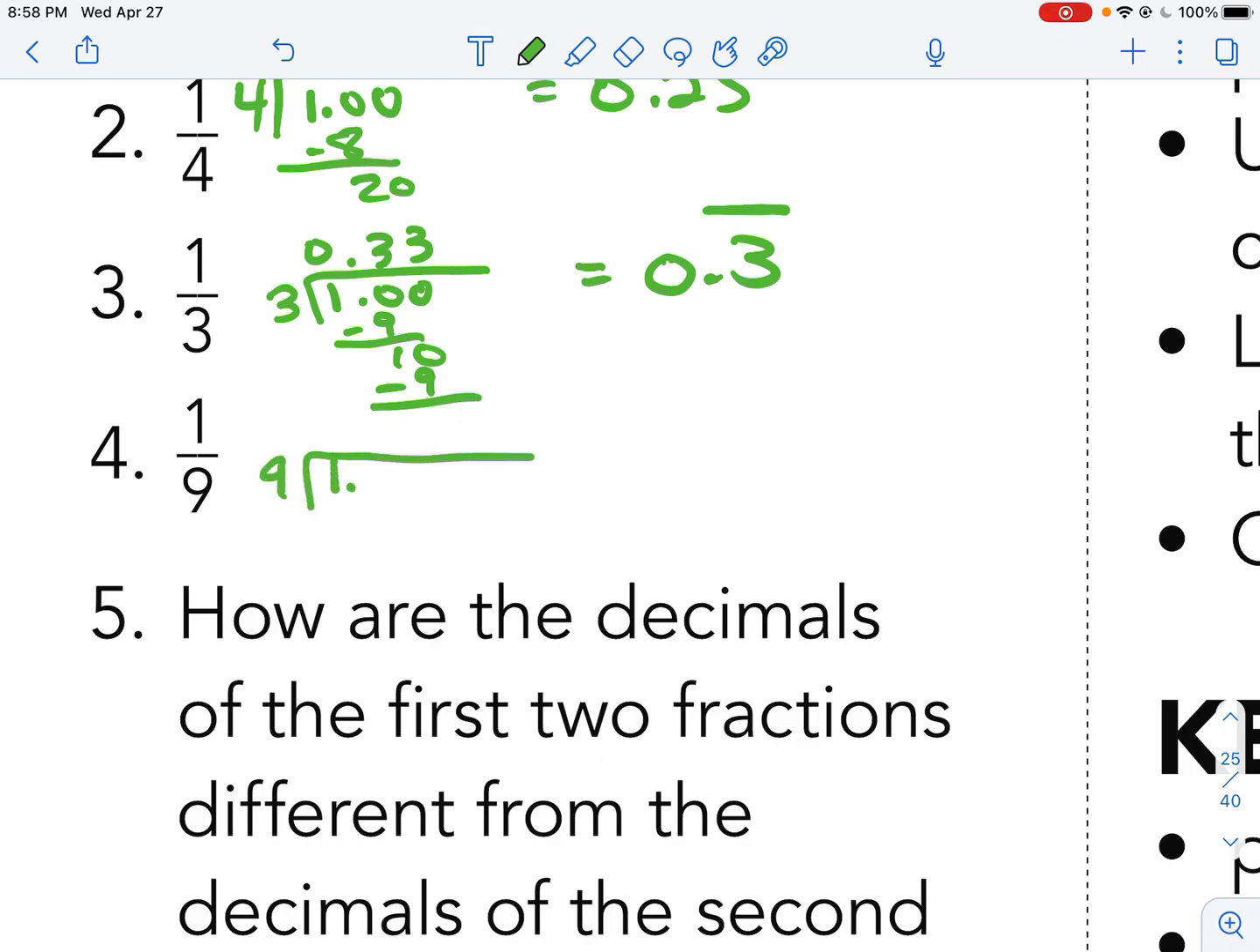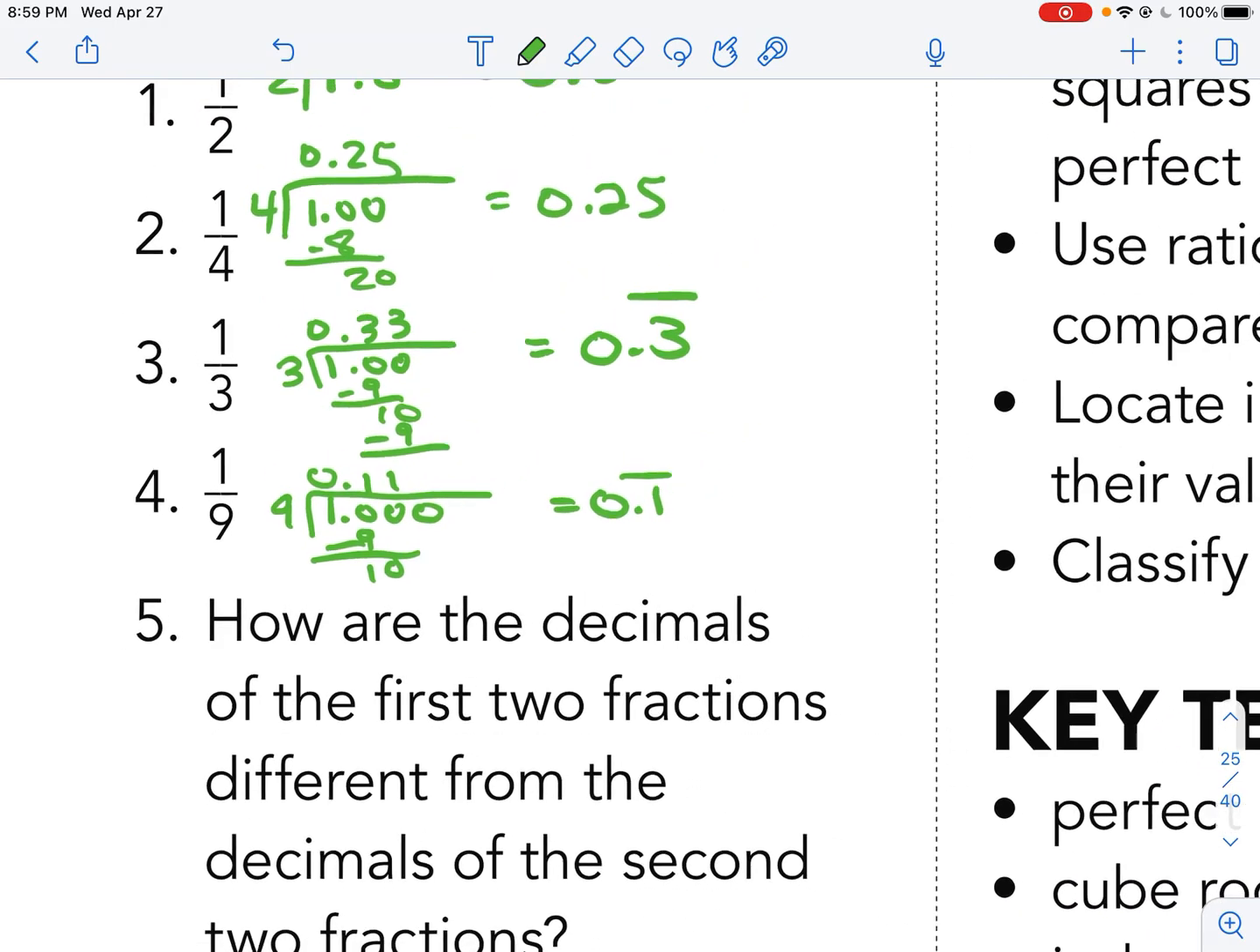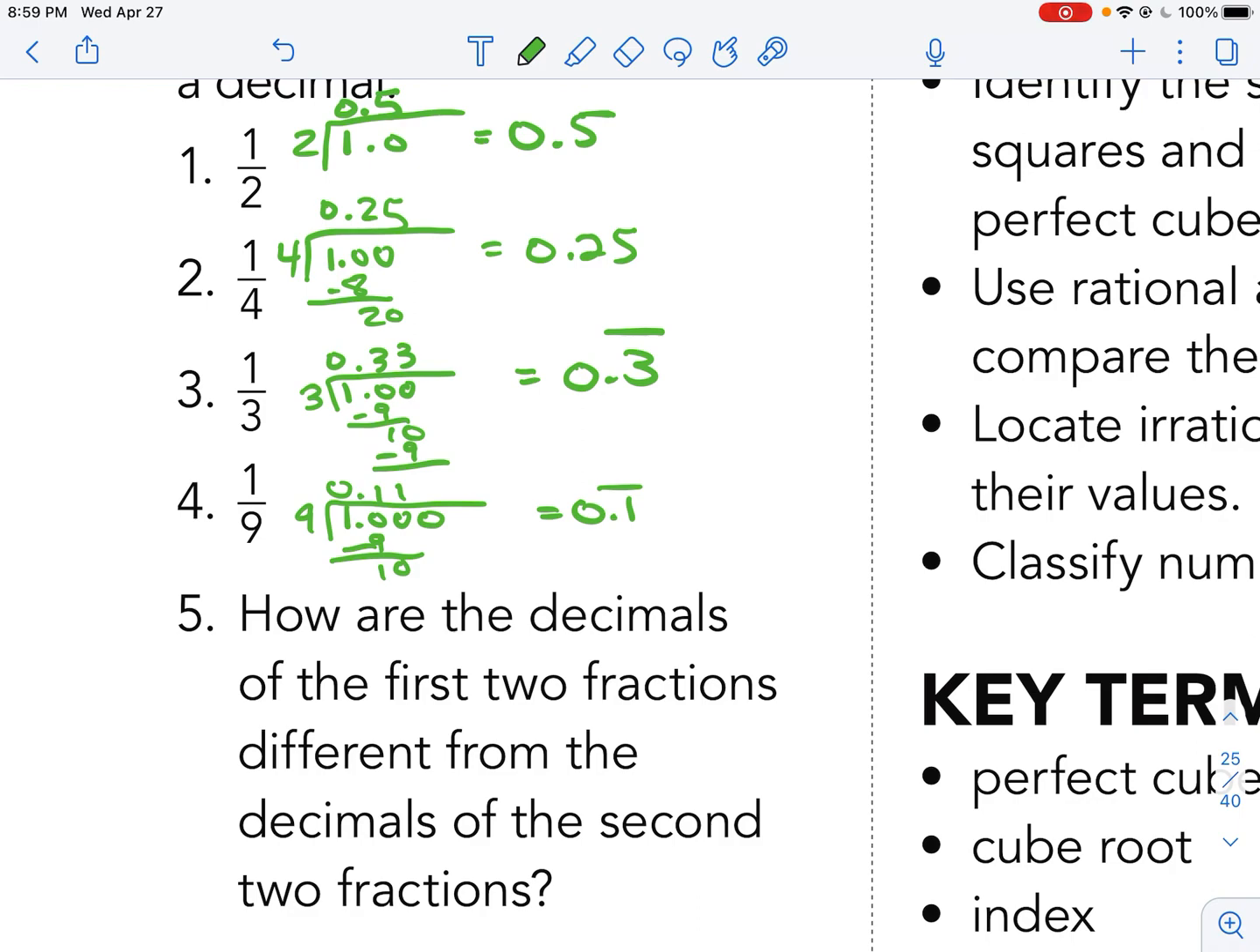1 divided by 9. It goes in 0 times. It goes in 1 time. Goes in 1 time. Look at that. It's going to be a repeating 1. How are the decimals in the first 2 fractions different from the decimals in the second 2? These are terminating, and these 2 are repeating.